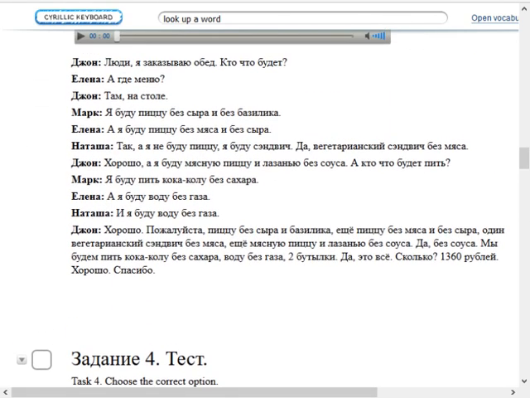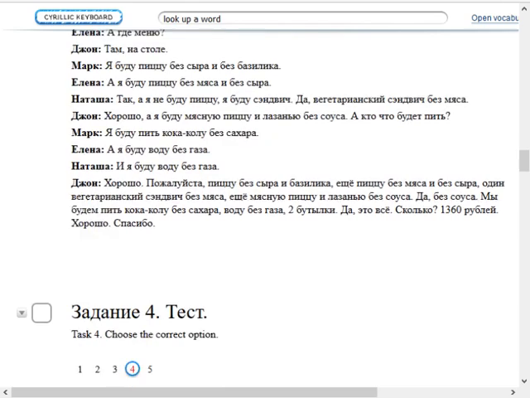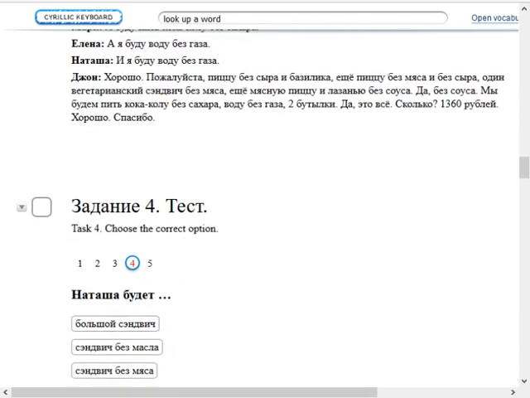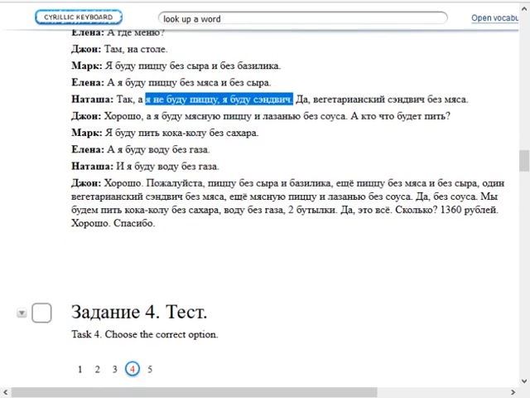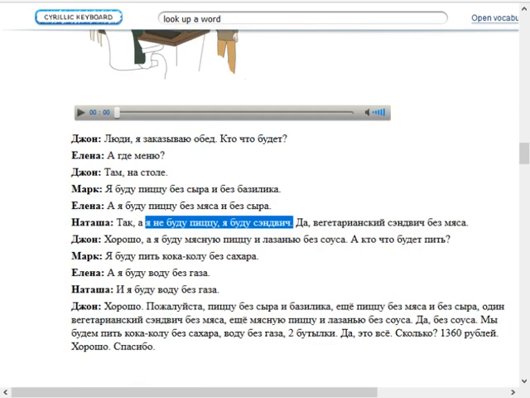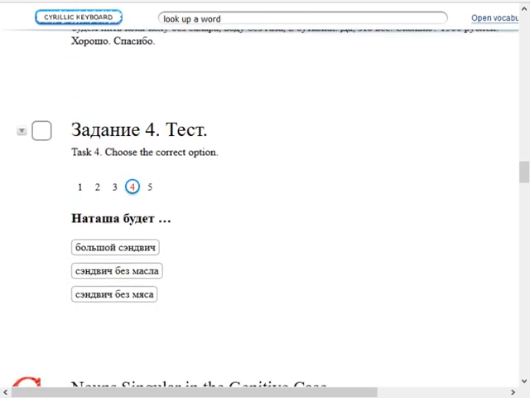Natasha будет pizza... Wait, no. Я не буду пицца, я буду сэндвич. That's right, she wants the sandwich. Да, vegetarianский сэндвич без мяса. So, большой sandwich, a big sandwich. Well, maybe it would be nice if it was big, but then she can be full of sandwich. No, she didn't say it was a big sandwich. She said, yeah, sandwich без мяса.